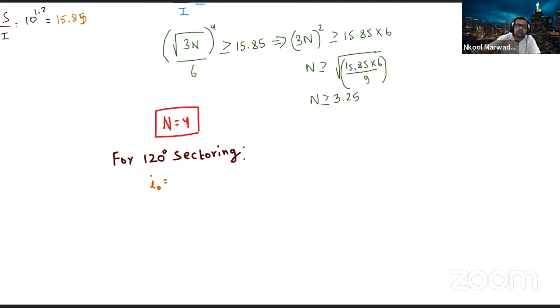For omnidirectional, it is 6. For 120-degree sectoring, it is 2. And for 60-degree sectoring, it is 1. It's so interesting that when we do the 60-degree sectoring, no co-channel will exist. Everything else will be the same. In the formula, just I naught we have to change.